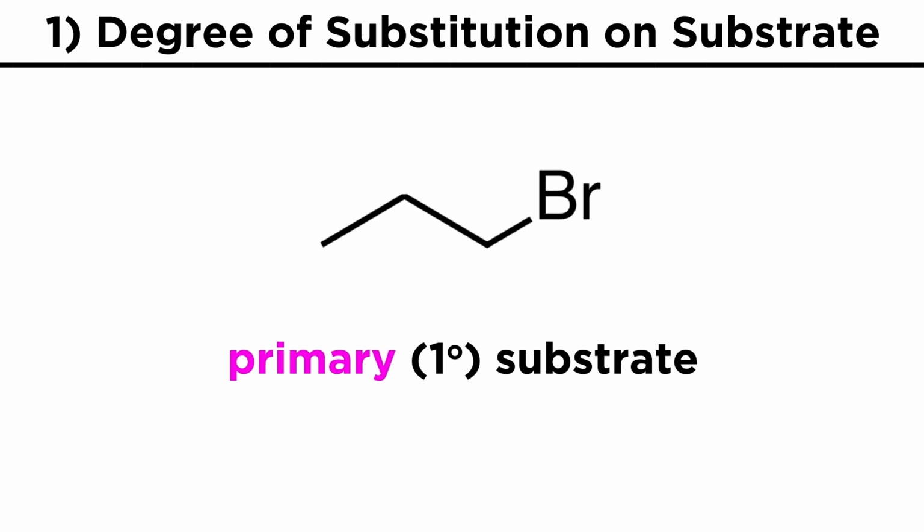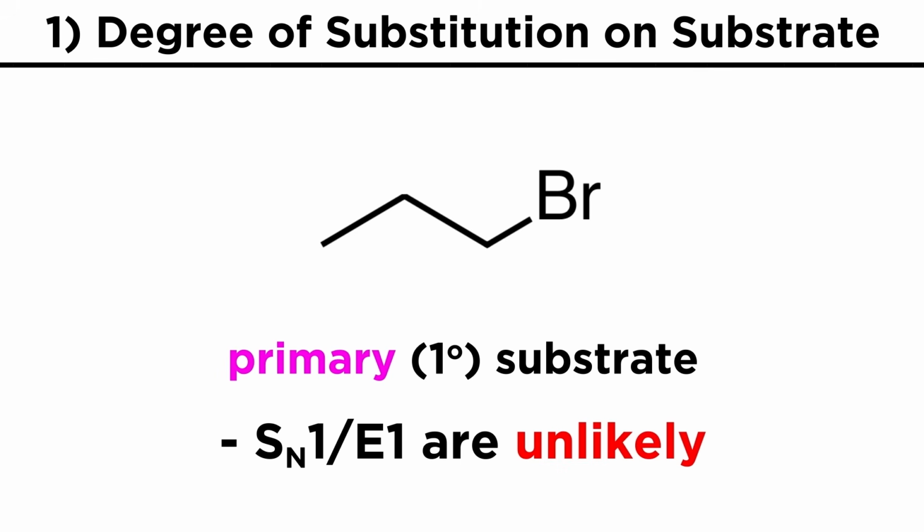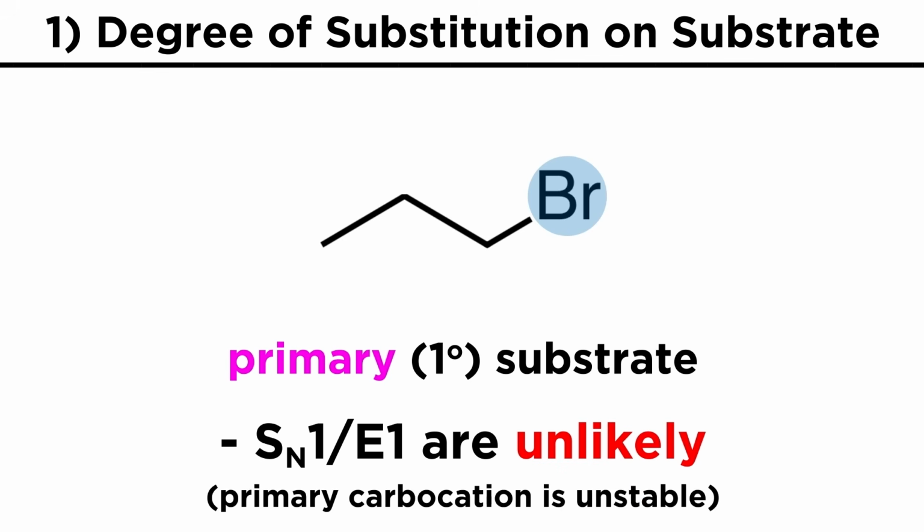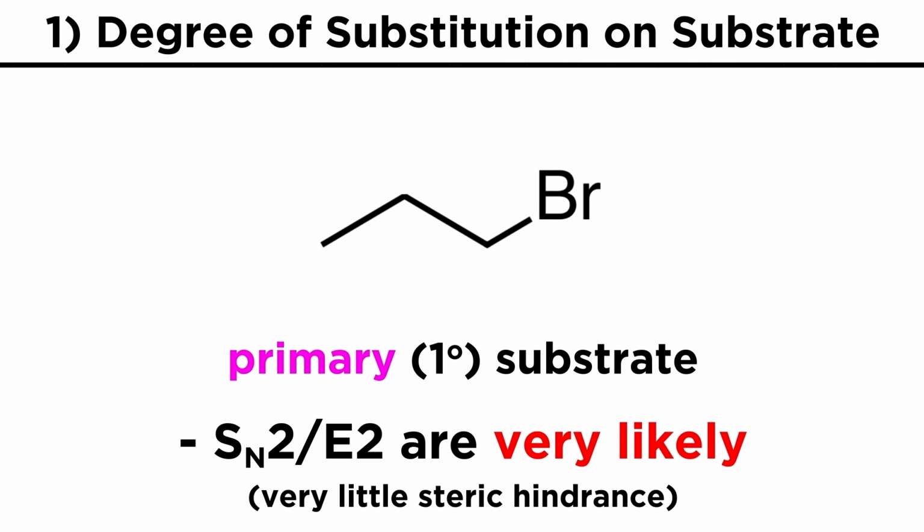On the other hand, if we have a primary substrate, all of a sudden SN1 and E1 don't look so feasible. It will be very difficult for this leaving group to leave, as that would form a primary carbocation. As we learned, these are quite unstable, so these two mechanisms typically will not occur on primary substrates. SN2 and E2 are both prime candidates, however.